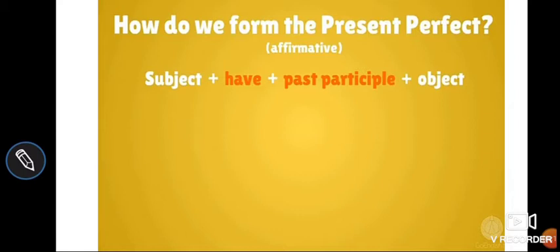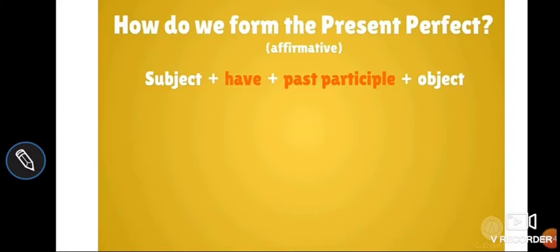One is affirmative, which means positive. This can be formed by using this formula: subject plus have plus past participle plus object. Children, you know what a subject is, right? The subject is the person or the noun which is doing something. Whoever is doing the action.